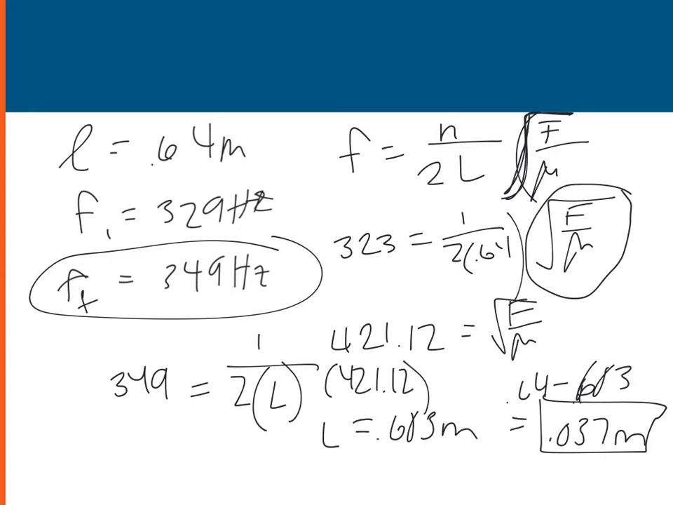So the next part of this problem wants us to figure out where on the string we need to press down. So where are the nodes, basically, that we need to press down to hear the second and fourth harmonic. And so we're going to find where the nodes would be on this string for the second harmonic and then for the fourth harmonic. So I'm going to go to the next page.